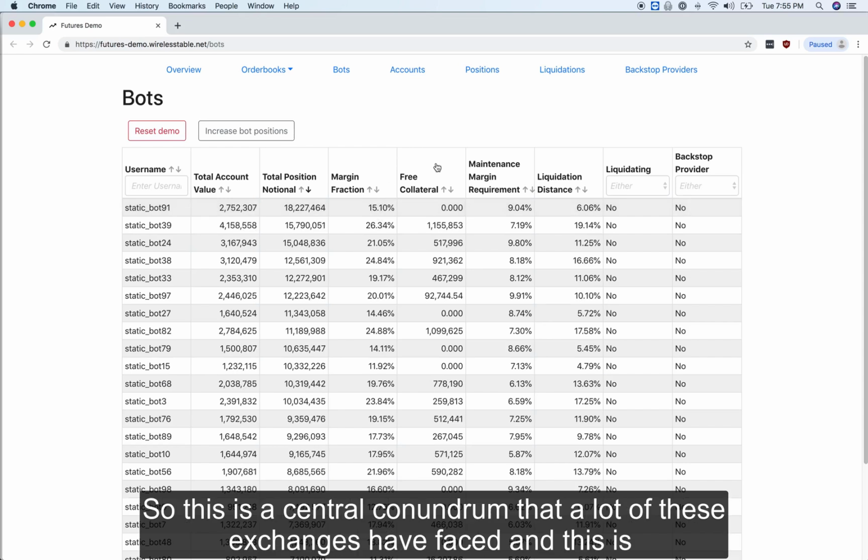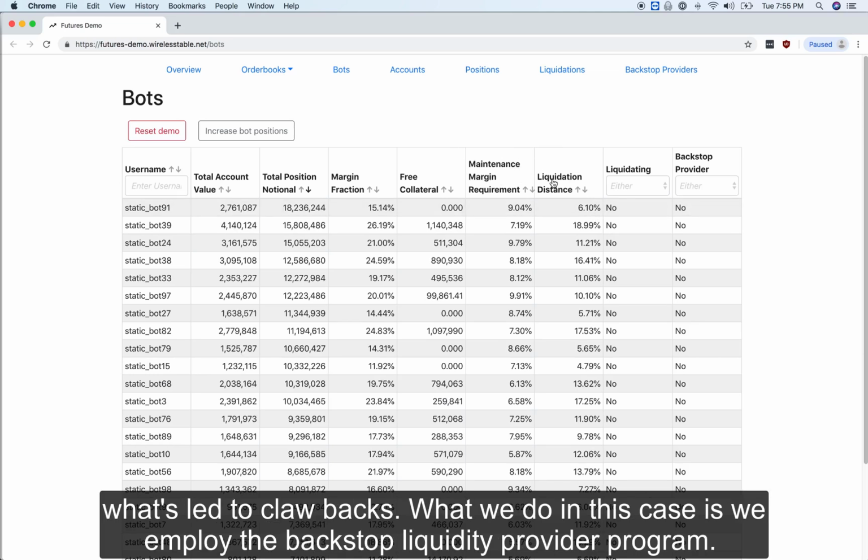So this is a central conundrum that a lot of these exchanges have faced, and this is what's led to clawbacks. What we do in this case is we employ the backstop liquidity provider program.